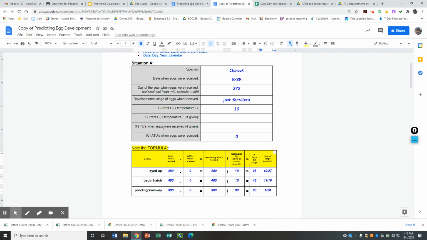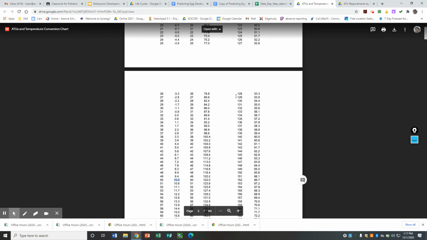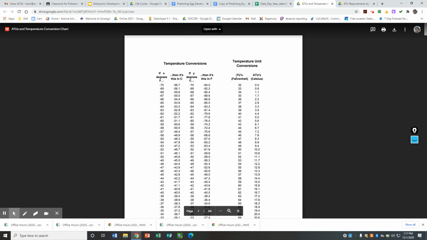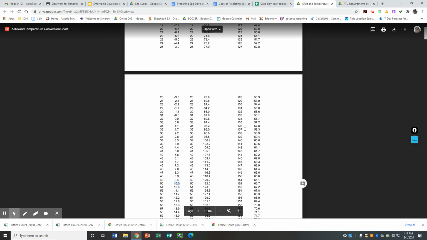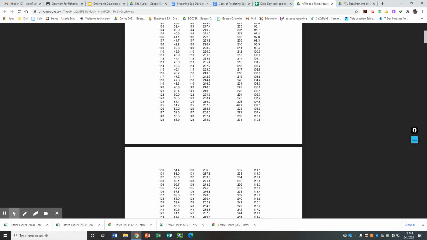If the TUs were given from a hatchery in Fahrenheit TUs, again, we'd have to go to the same document. And this time, if you look at the top headers here, we're given TUs in Fahrenheit. So say there were 227 TUs. That's equivalent to 108, rounded up just to be safe, 109 ATUs accumulated if there were 227 TUs.